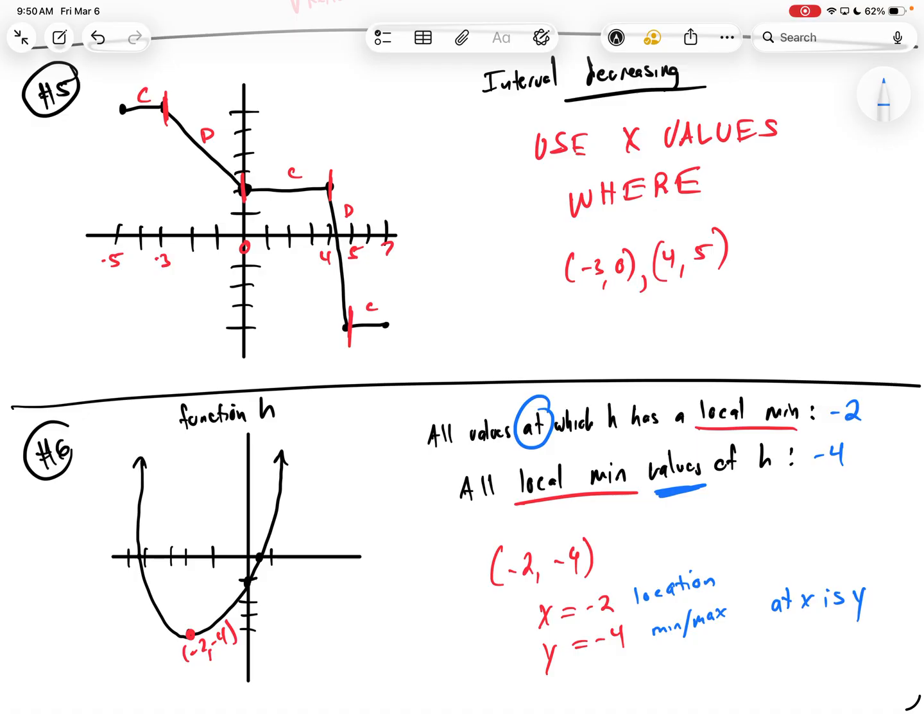Just like in a financial report, your x's would be your quarters or your years or your months, okay? The y would be the actual dollar amount. That's the one we care about. But your x tells you where to find it.